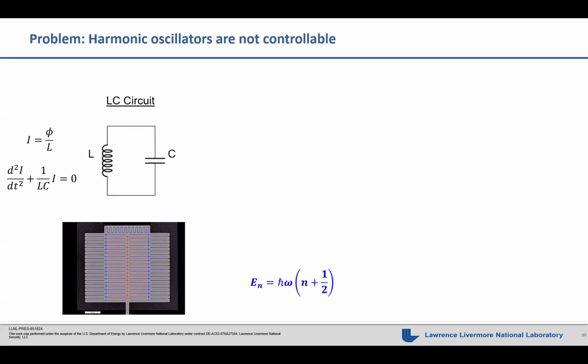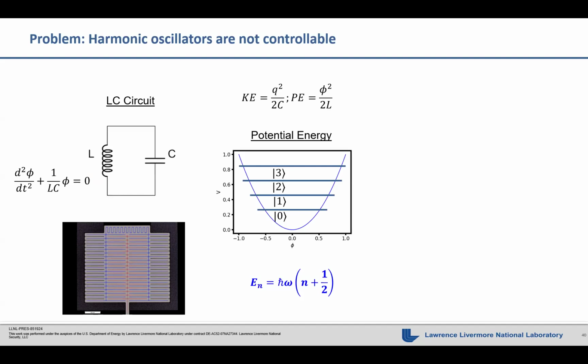We like using flux and charge instead of current and voltage, so I'll switch to that. We can write down the potential energy, we can write down the kinetic energy, and we just have a parabolic potential. So if we look at the potential energy of a harmonic oscillator as a function of the flux, so the flux being the magnetic field times area through your inductor, you just get a parabolic potential, and your energy levels are equally spaced.